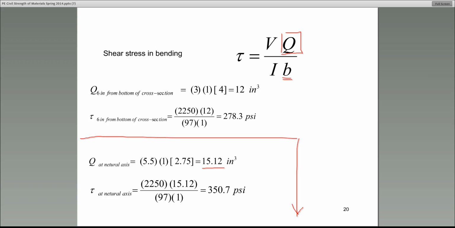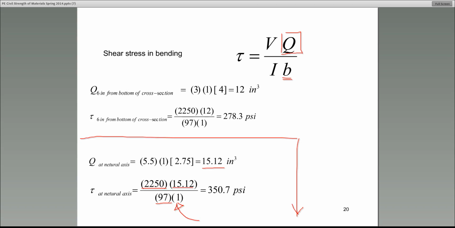Go back to, I think, slide number 19. Look at the maximum shear in the shear diagram. You will see it's 2250 pounds, times Q, where Q is 15.12, divided by I times B. I is 97. And why am I using 1 for B? Because this is the shear stress at the neutral axis, and B happens to be 1.